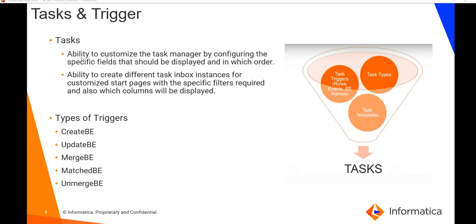Now in 10.3 you have on task manager you can control the view, what you see on the task manager. Similar ability you have for task inboxes, where you pick and choose, okay, these are the fields I want to see in my inbox. On top of that, in task inbox you can have more than one task inbox for the same user. So you can basically have two task inboxes, one for all your approval tasks, another for all merge kind of tasks.